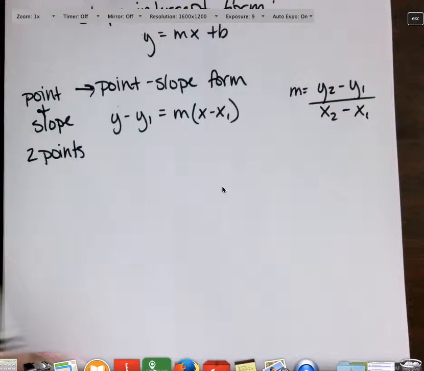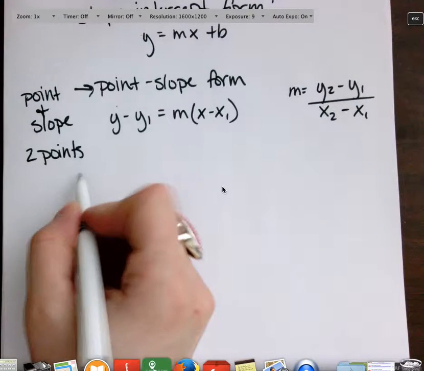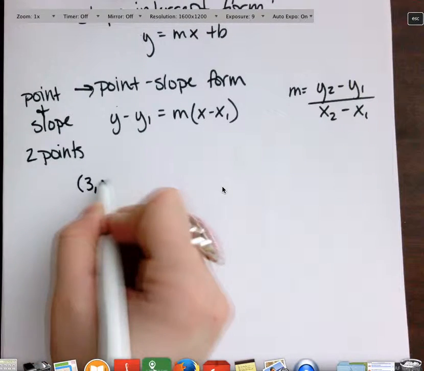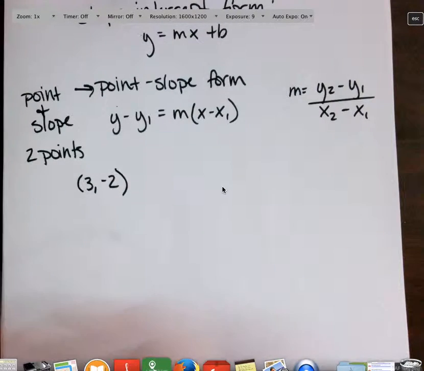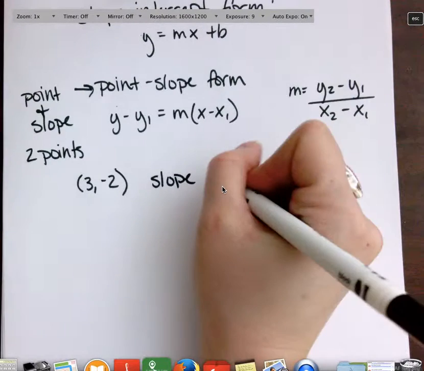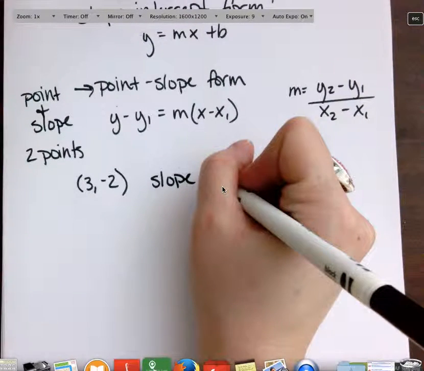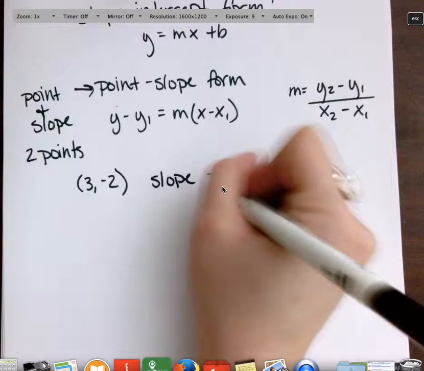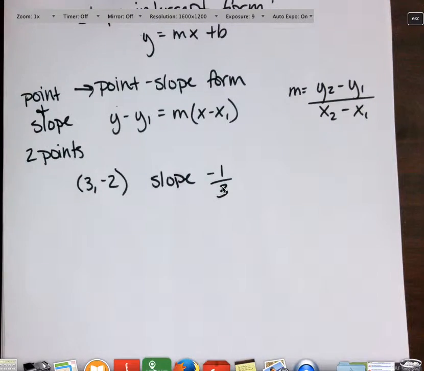let's start off easy here. Let's say that we are given a point of (3, -2), and we're given a slope of -1/3. Okay? Well, how can I go about finding the equation of this line?